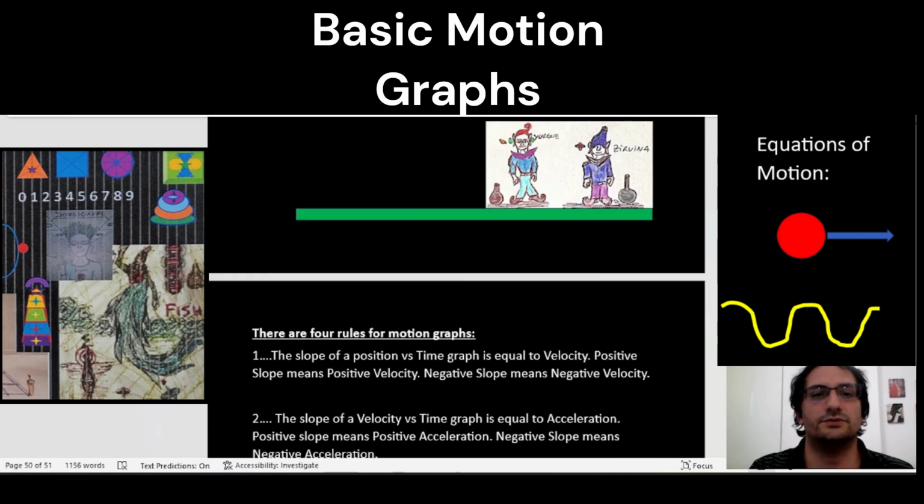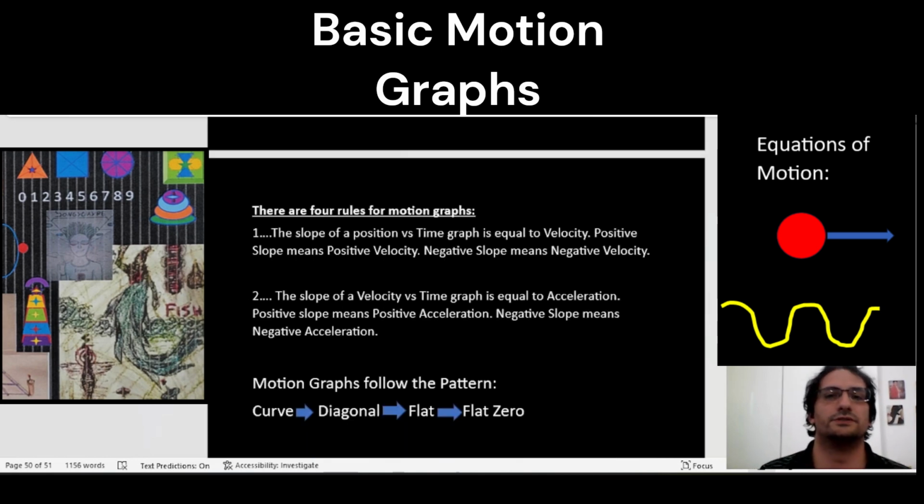So long story short, there are four rules for motion graphs. The slope of a position versus time graph is equal to velocity. Positive slope means positive velocity. Negative slope means negative velocity. The slope of a velocity versus time graph is equal to acceleration. Positive slope means positive acceleration, and negative slope means negative acceleration.